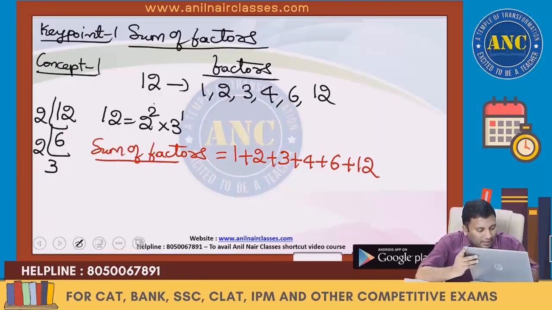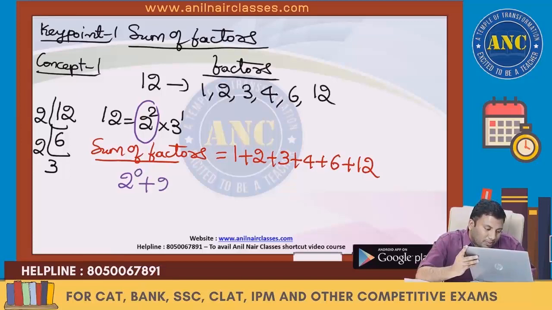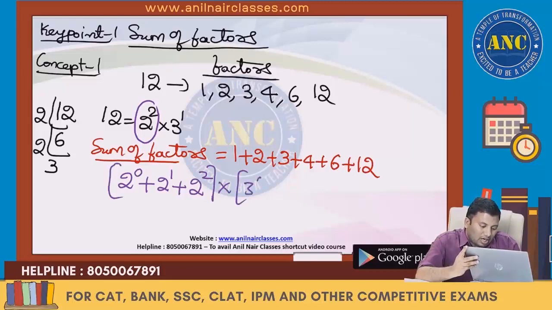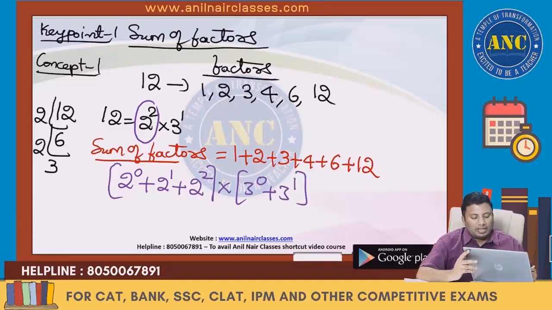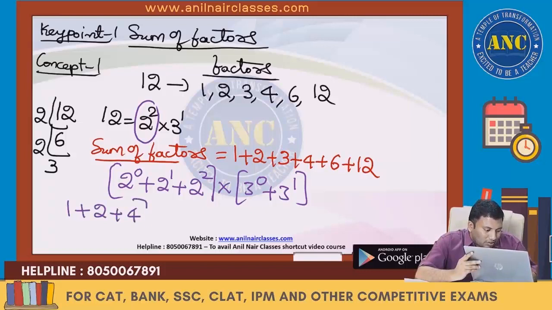Don't do that. Start from the lowest power of 2 and add till the highest power: 2 power 0, 2 power 1, 2 power 2. Multiply it with the similar sum for 3, starting with the lowest power 0 and going up to the power that is there: 3 power 0 plus 3 power 1. This is nothing but (1 plus 2 plus 4) into (1 plus 3).